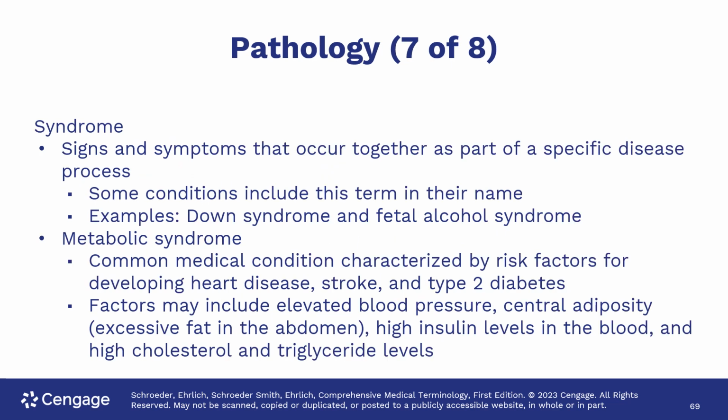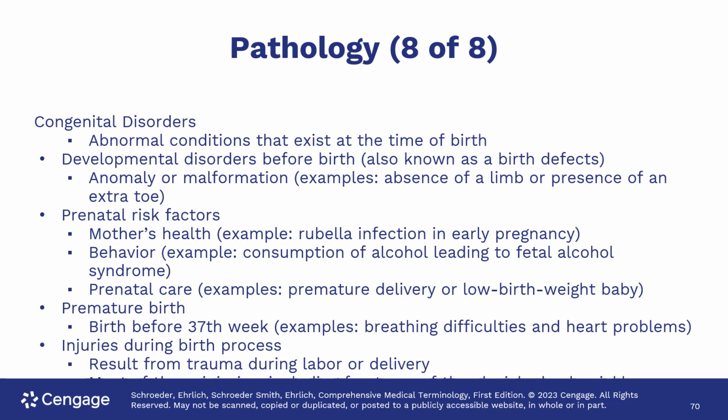Syndromes are a group of symptoms that occur commonly together as part of a disease, like Down syndrome. Also, metabolic syndrome is very common in the US and is associated with diabetes, cholesterol issues that lead to cardiovascular disease. Congenital disorders are conditions that exist at the time of birth, and developmental disorders are conditions that occur prior to birth. The occurrence of these disorders are affected by prenatal risk factors, premature birth and injuries during the birth process.